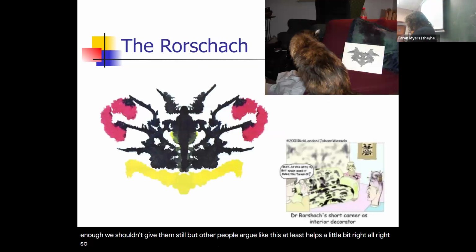All right, so this is the Rorschach. This is the most famous one. You've probably seen this in movies, right? There's one old film where the computer's like, what do you see? And he's like, blood for everyone.